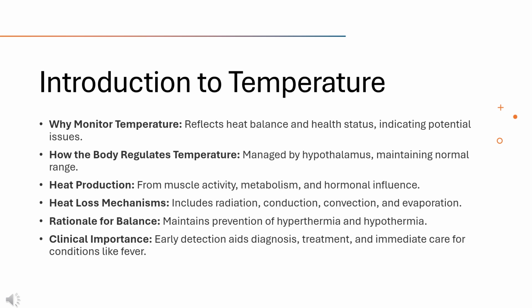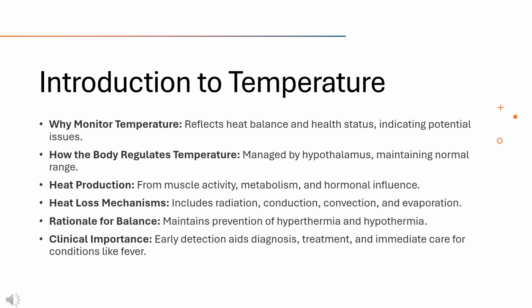We can lose heat through radiation. That's when heat radiates from the body into cooler surroundings, like when you feel your face cool down after going outside into the cold. Then we have conduction. That is the direct transfer of heat through touching something cooler, such as if you sit down on a cold bench.